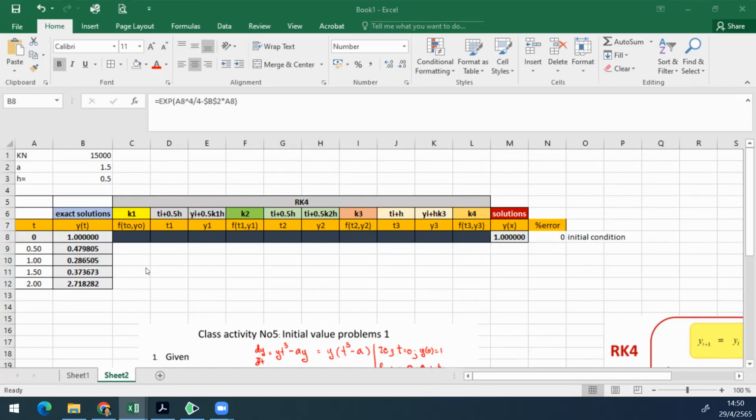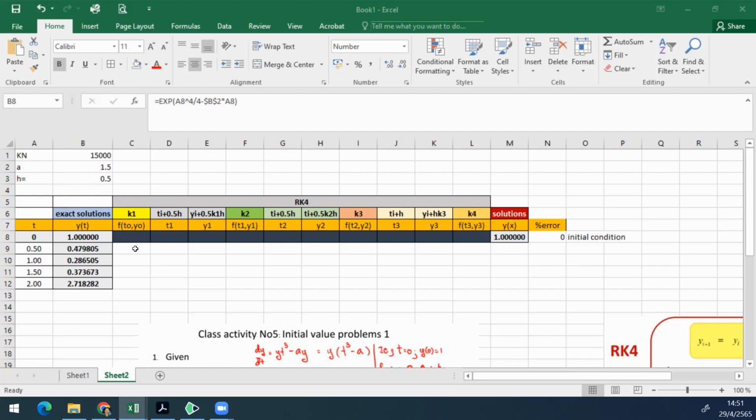Actually, the Runge-Kutta method is a very good method to solve ordinary differential equation initial value problems. It is very good. But for this example, for this activity, we will see the limitation of this method also.